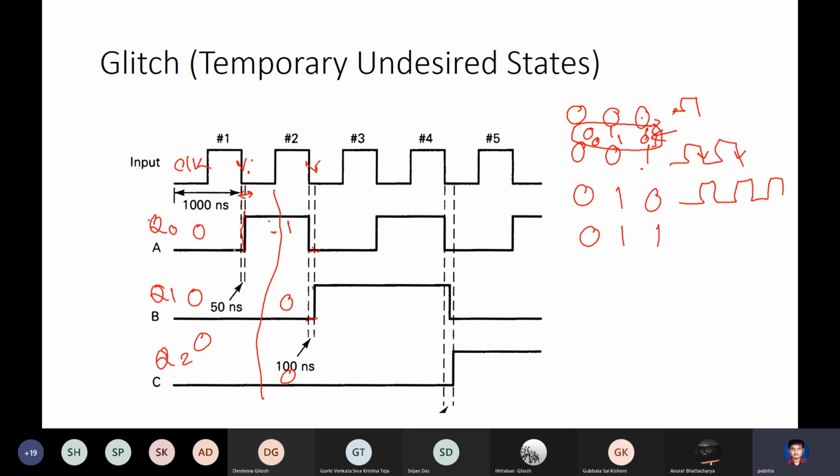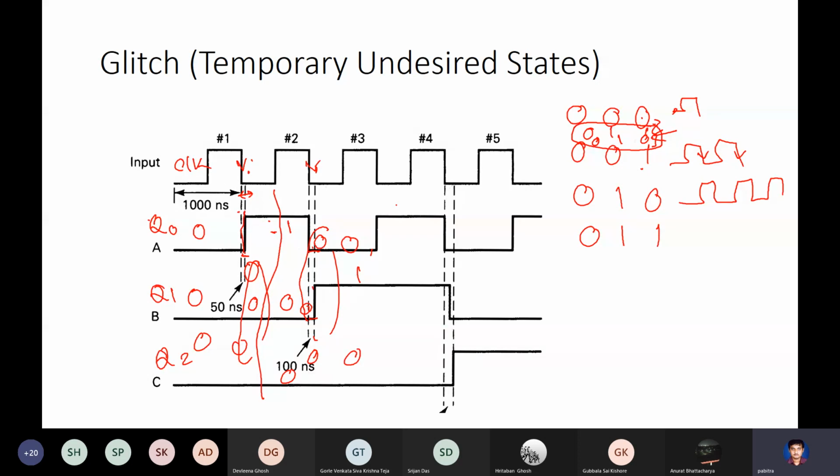But let's see what happens in this small interval. For a small amount of time, it should have been 1, 0, 0 right from here. But in this small interval, it is still 0, 0, 0. Similarly here, it should have been 0, 1, 0. But in this small interval, it is 0, 0, 0. So this 0, 0, 0 here should not have been there. It should have been 0, 1, 0. Similarly, the 0, 0, 0 here should not have been there. They go away after this delay, but temporarily they are glitches.